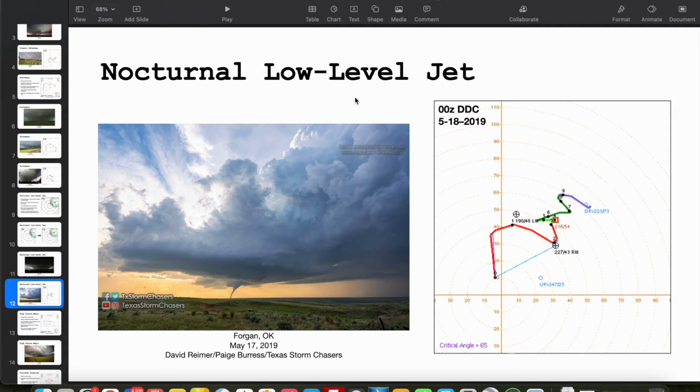Another example of this would be the Forgan, Oklahoma tornado on May 17th, 2019. You'll notice here large looping hodographs at 0Z at Dodge City, which is fairly close to Forgan, Oklahoma, which is in the Oklahoma Panhandle. Large looping hodographs, but you'll notice that the overall hodograph is not that long. Oftentimes when we have strong deep layer shear, we see a lot longer hodographs. Not the case here. We do have very strong low-level shear. We were able to get a storm that produced this tornado near sunset, near Forgan, and then multiple tornadoes after dark as it moved in the general vicinity of Dodge City, Kansas.